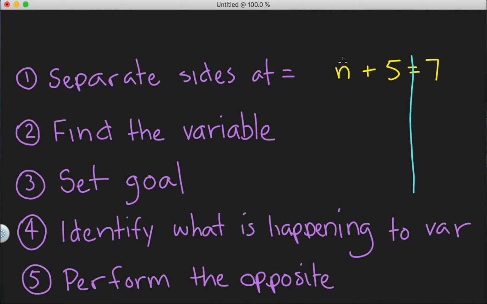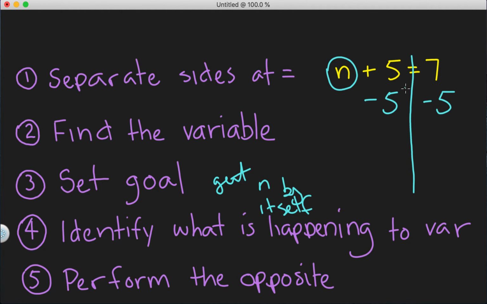So we separate the sides, we find our variable. Remember, our goal is to get the n by itself now. Get n by itself. So what's happening is plus 5. The opposite of plus 5 is minus 5. And make sure I do that to both sides of my equation. Remember what we said was plus 5 and minus 5 equals 0. So that goes away. This whole side, the whole mess goes away. We're left with n is equal to, here we have 7 minus 5, which is 2.